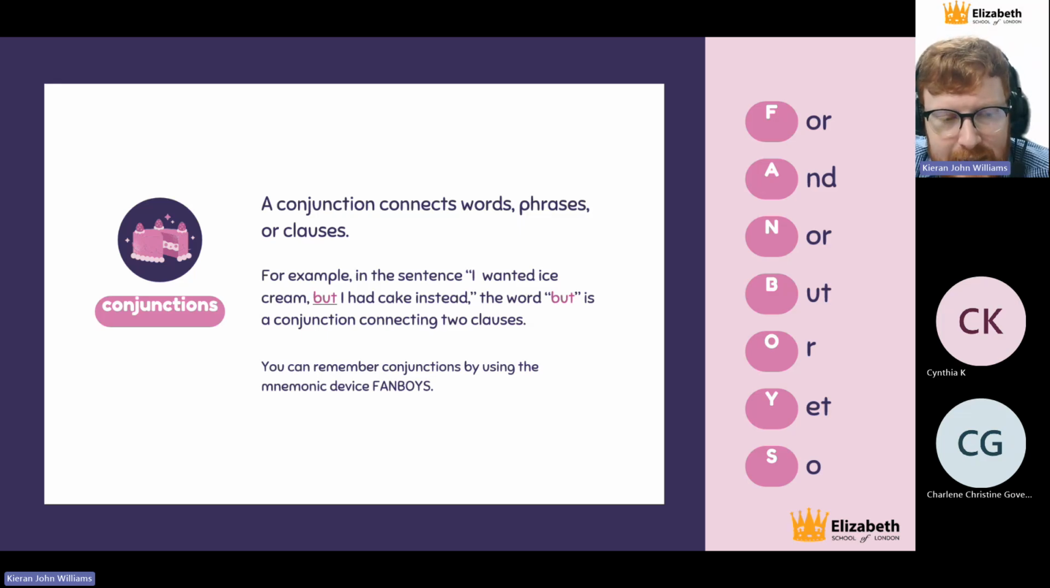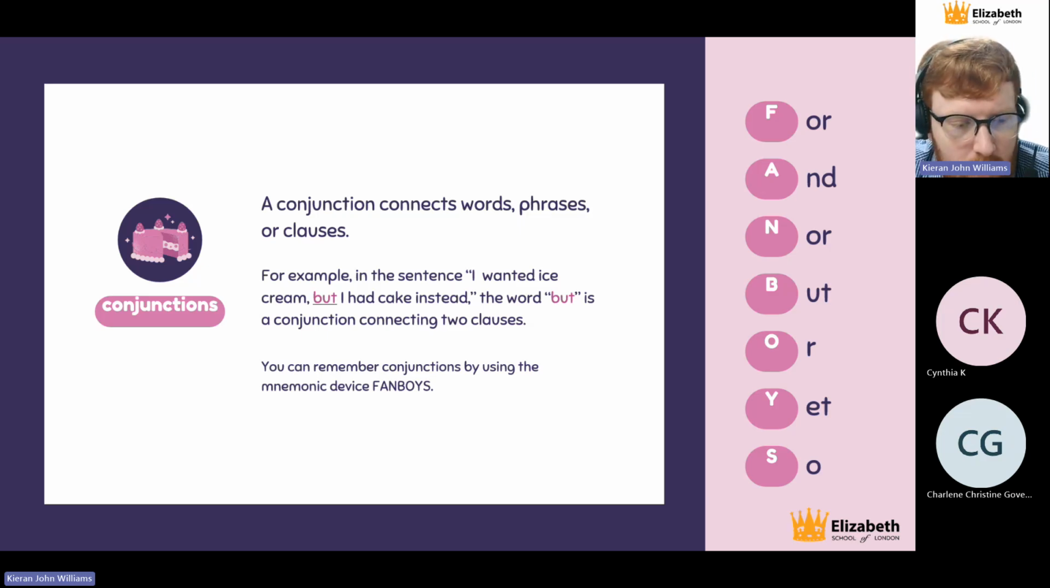So we have an easy way to remember these conjunctions. The way that we can remember them is by using the mnemonic device FANBOYS. So we've got F for for, A for and, N for nor, B for but, O for or, Y for yet, and S for so. So you can remember how these connect sentences and connect clauses together.